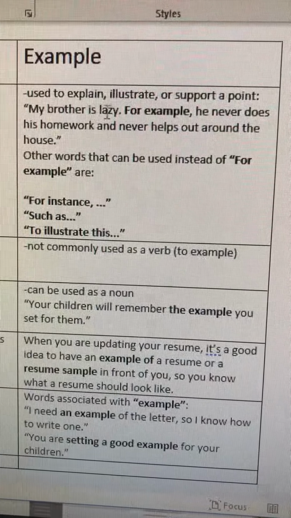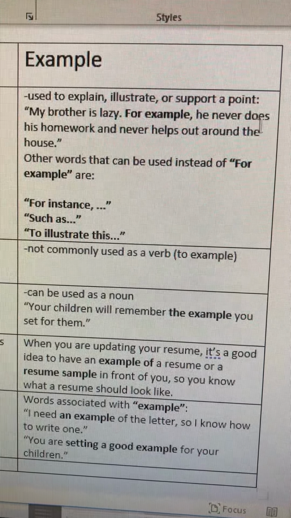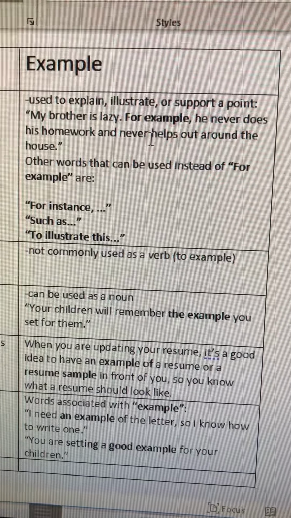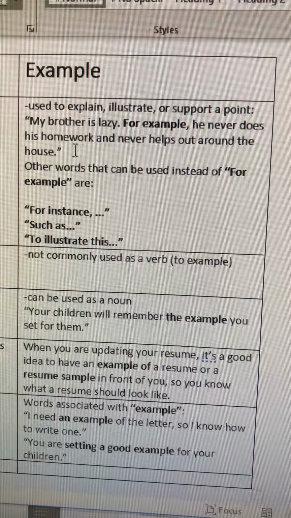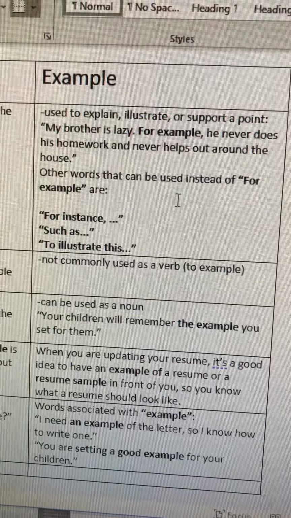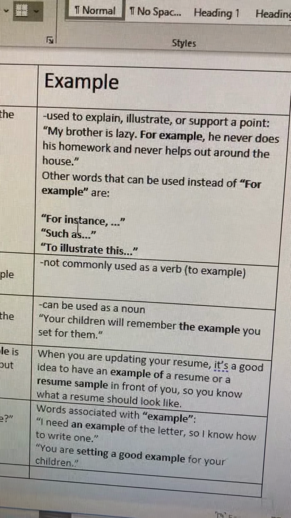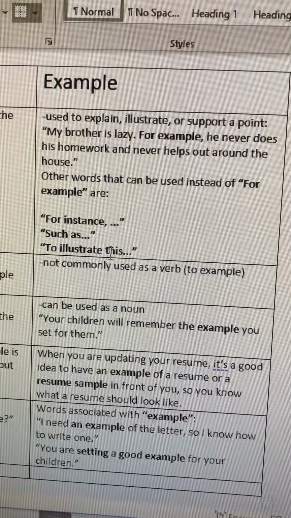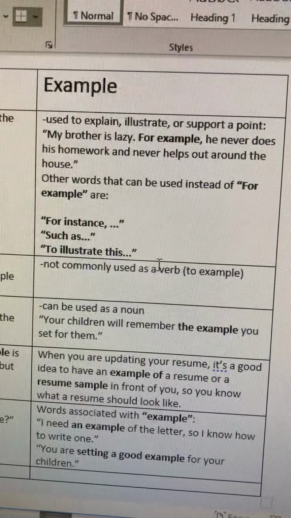And then let's go to the word example. It's used to explain or illustrate or support a point. My brother is lazy, for example. He never does his homework and never helps out around the house. And other words that can be used instead of for example are, for instance, such as, to illustrate this.